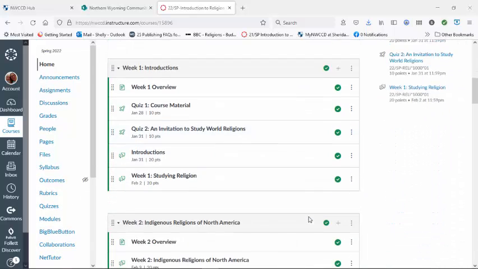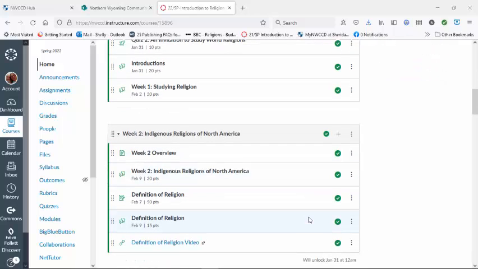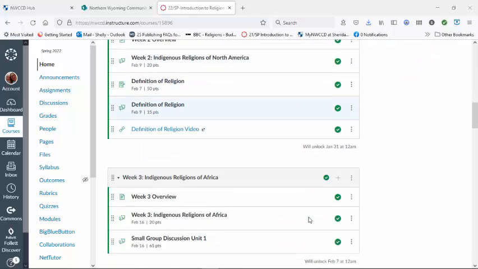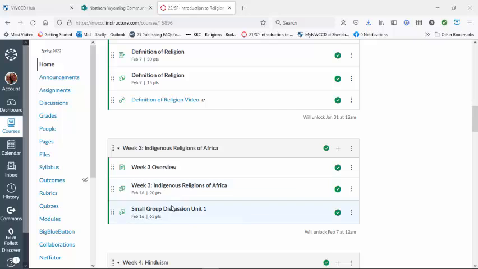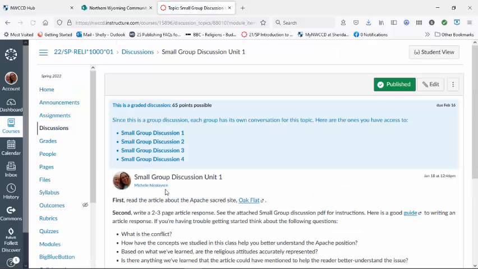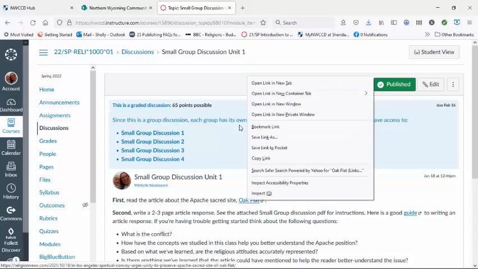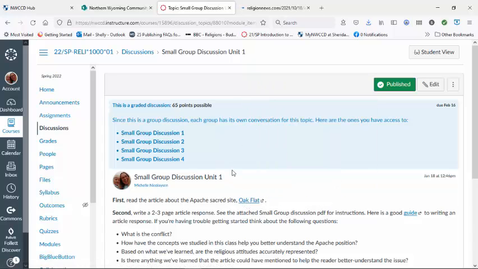So let's come down here to the first small group discussion that's in week 3. And I have a link right here to the discussion board. So you're going to be assigned to one of these groups, and you'll see here a link to the article. So open that up. For this first small group discussion, we're going to be reading about a conflict between the U.S. government and the Apache over one of their sacred sites.